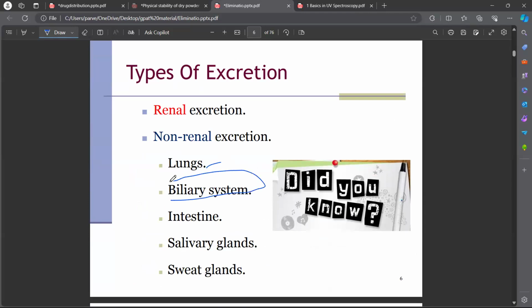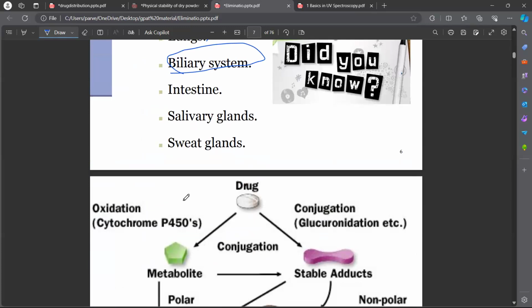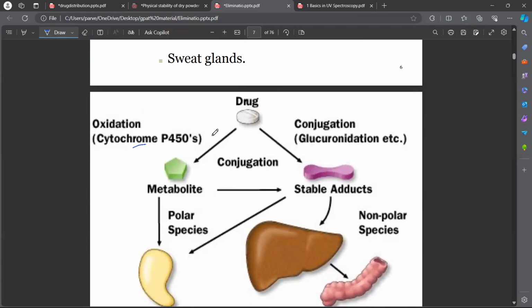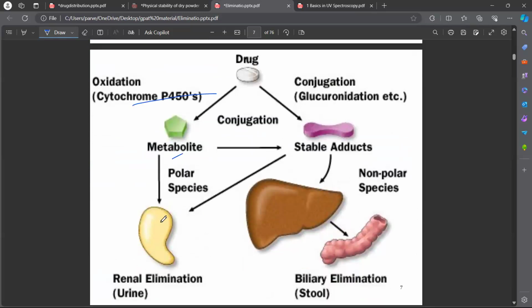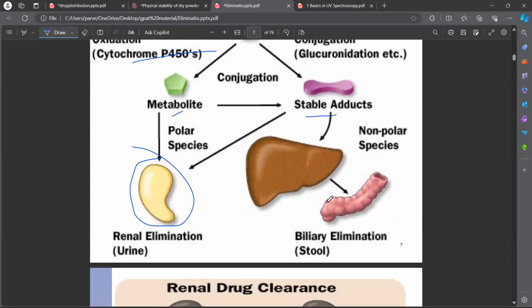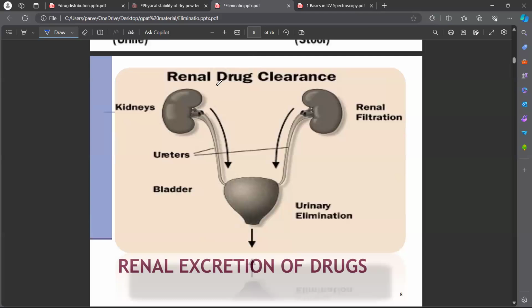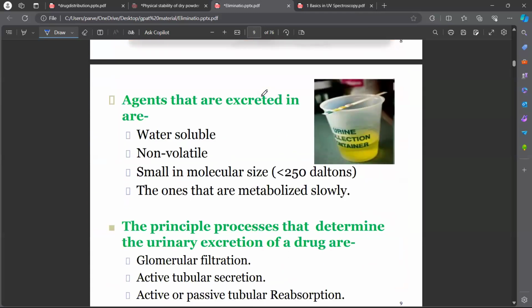From the biliary system, mainly highly lipophilic drugs are eliminated. After oxidation by cytochrome P450, the metabolite is formed and excreted by the kidney. If conjugation forms a stable product which is lipophilic in nature, then it is eliminated by biliary elimination into the stool. This is the renal drug clearance. Agents that are excreted in the urine are water soluble, non-volatile, less than 250 daltons, and metabolized slowly.